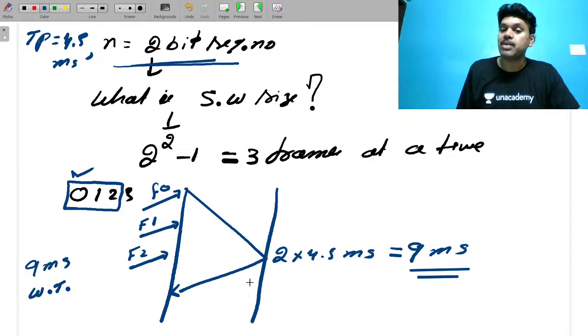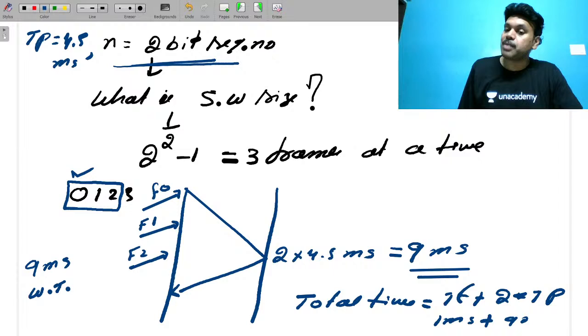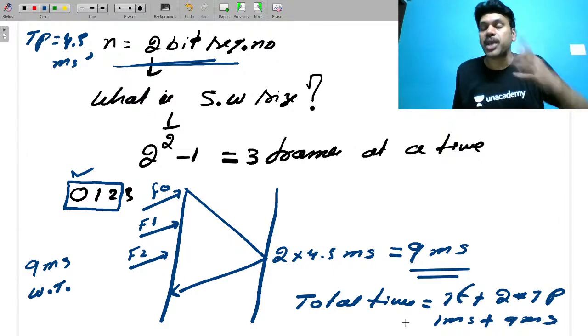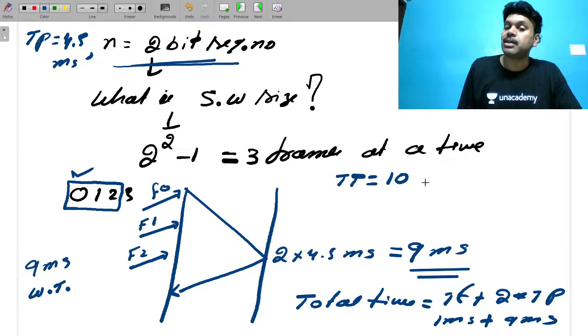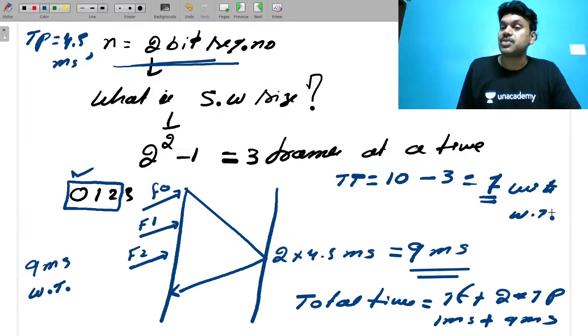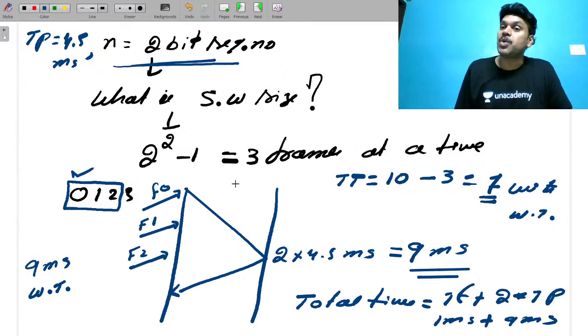So what is your waiting time? Please understand. Your total time is TT plus 2 into TP, because the first frame transmitted is with 1 ms and my waiting time is 9 ms. If I send 10 frames, my waiting time is 0. But I am not sending 10 frames. How many have I sent? Observe carefully. Your total time is equal to 10, but you have transmitted only 3. You still have 7 units of waiting time. That's why the sliding window protocol is not completely free from waiting time. Because your n bit value is less than your 1 plus 2a.